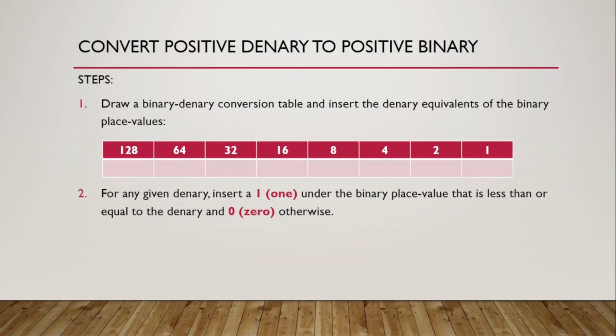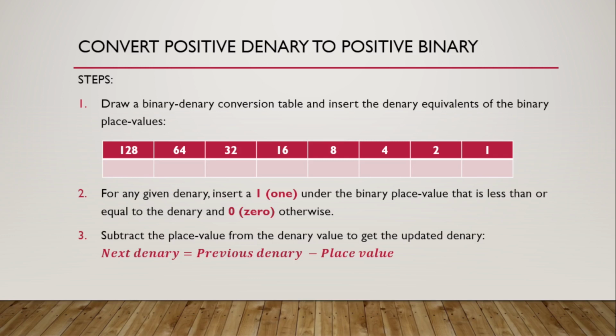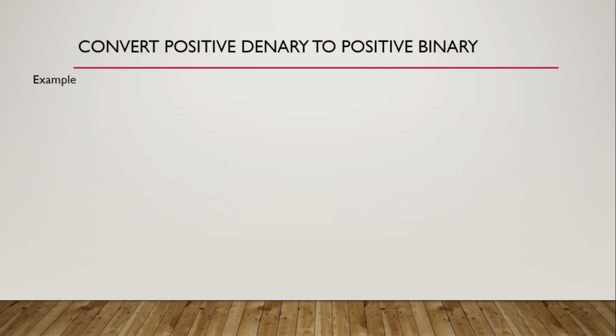We are going to illustrate this in a bit. And finally, you subtract the place value from the denary value to get the updated denary. So the formula is next denary is equal to previous denary minus place value. Let's take an example.